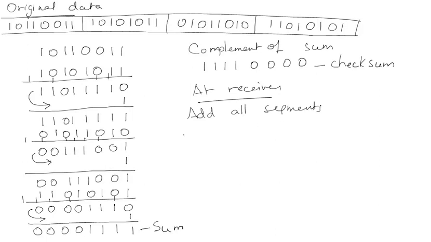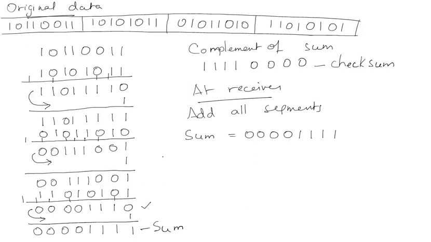After adding all the segments, again we get the same sum, which is this one. If there is no error, we get the same sum as at the sending end. So here at the receiver we get this sum, that is 0 0 0 0 1 1 1 1. This is the sum obtained by adding all 4 of these data segments.